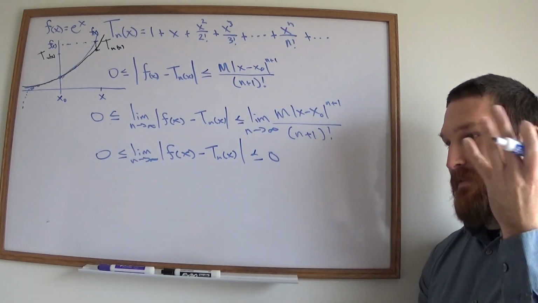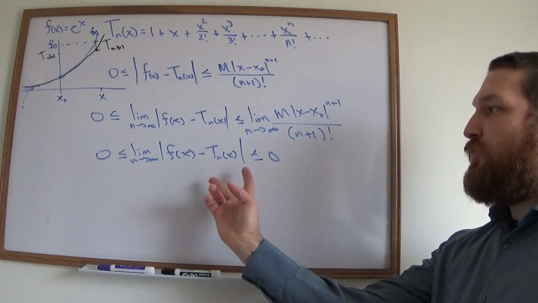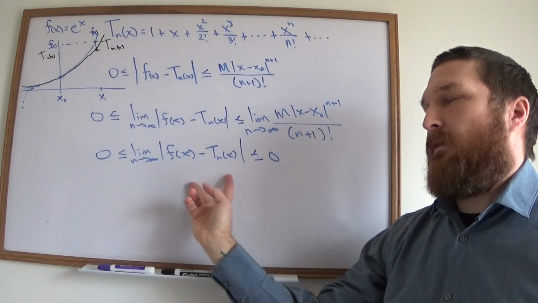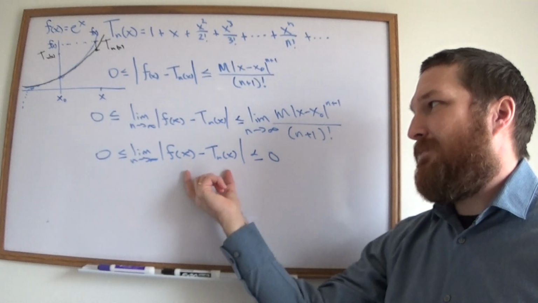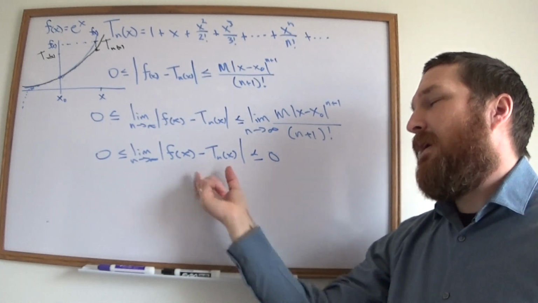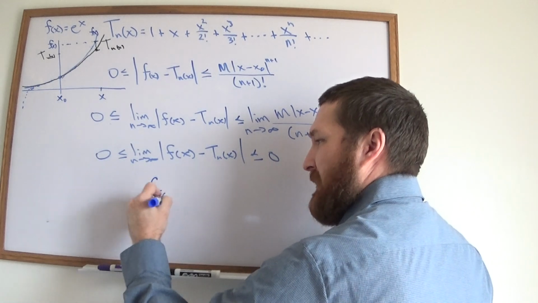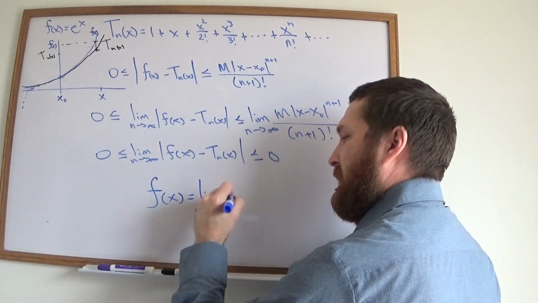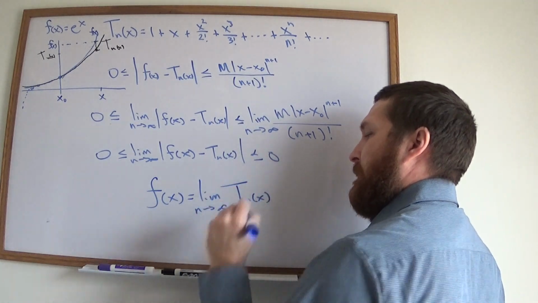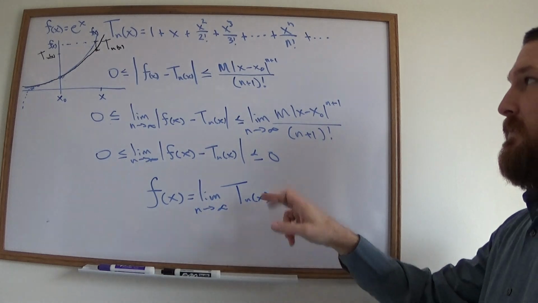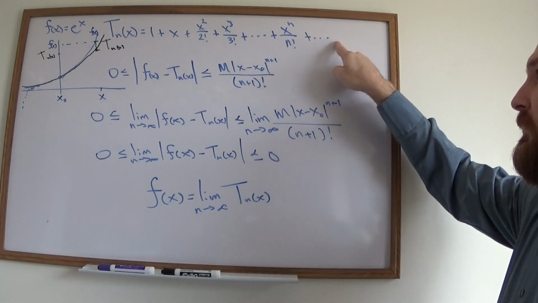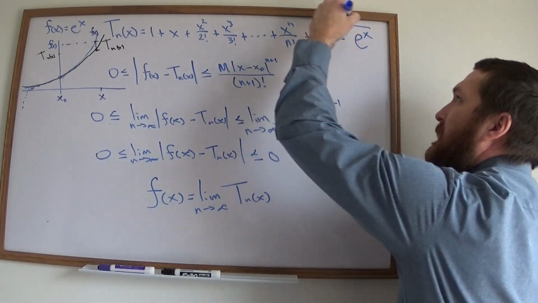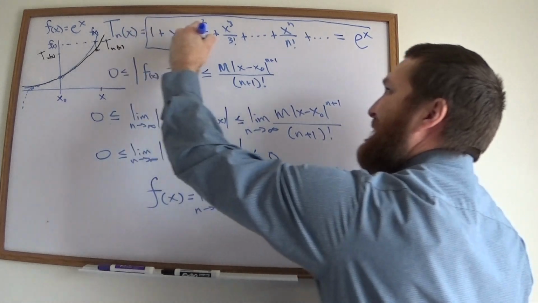The distance must be 0. And that's true for any value of x that you could have possibly plugged in. And since that's the case, those guys must be equal. In other words, f of x is equal to the limit as n goes to infinity of this guy right there. If I do this and go on forever, this is exactly the same thing as e to the x. This is what e to the x is.